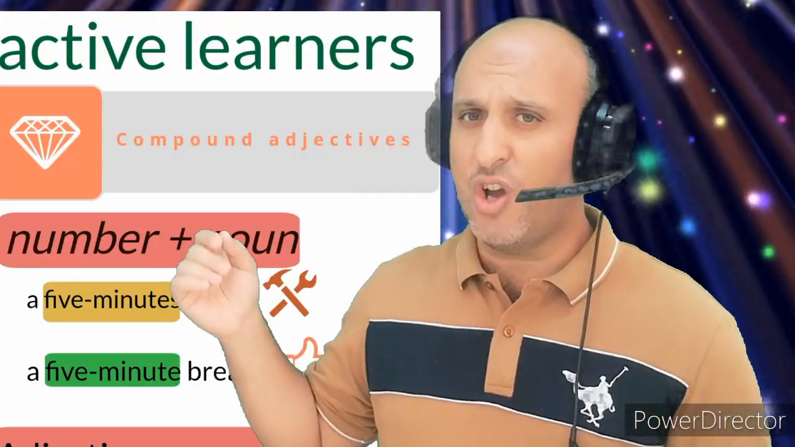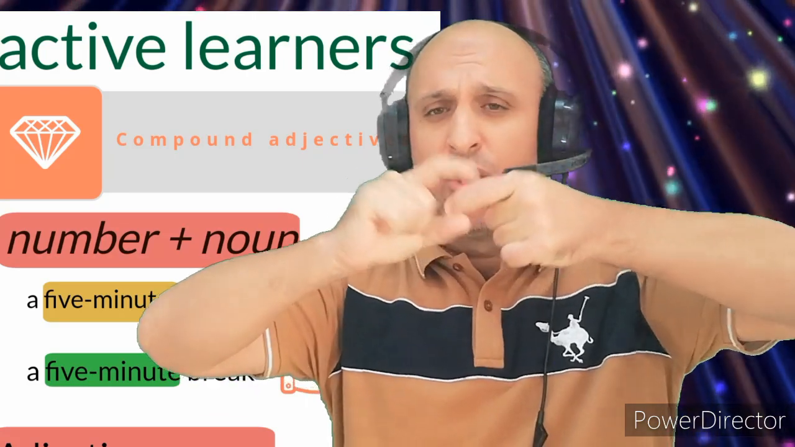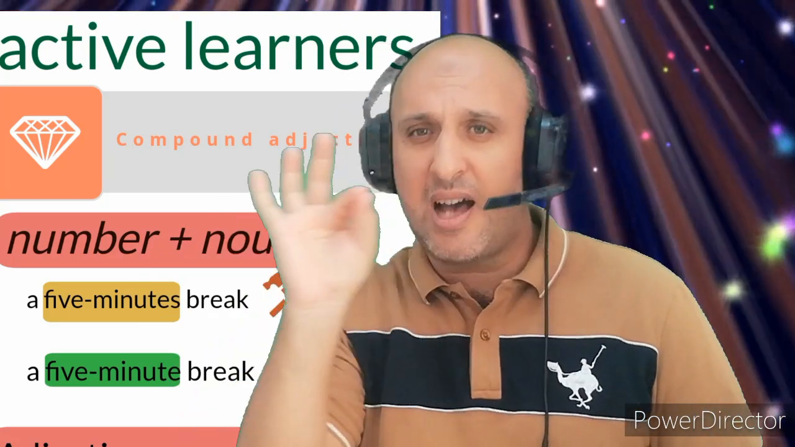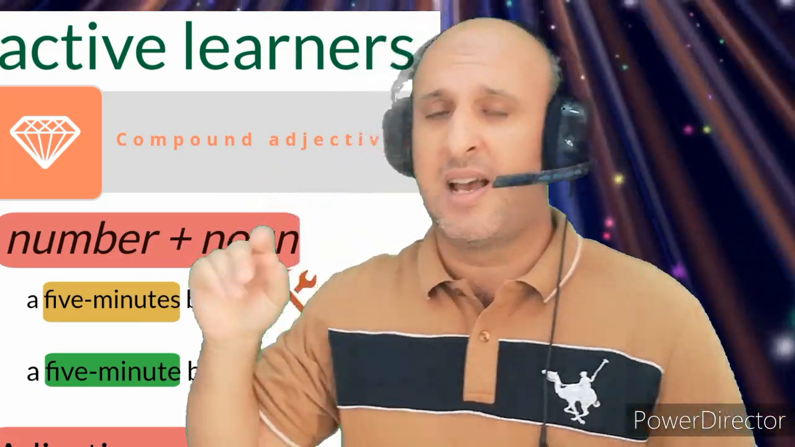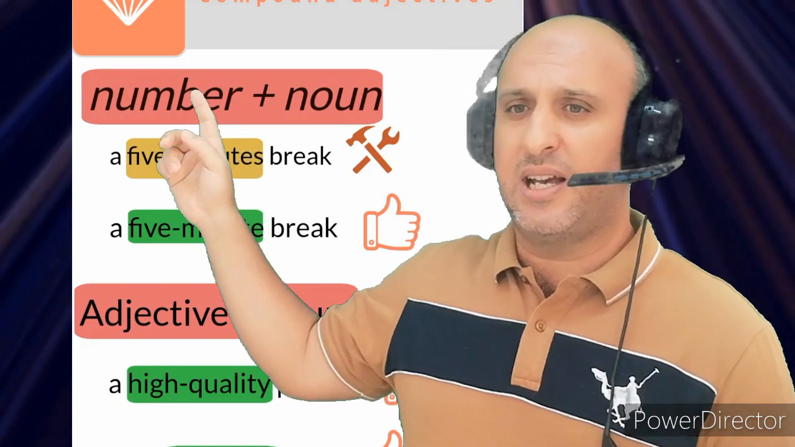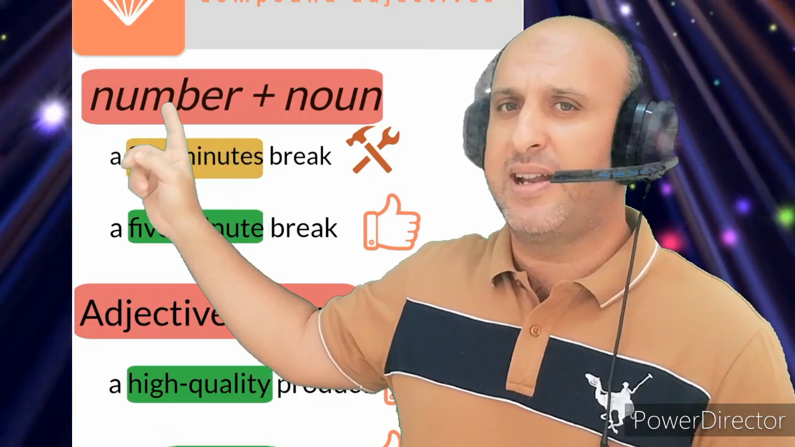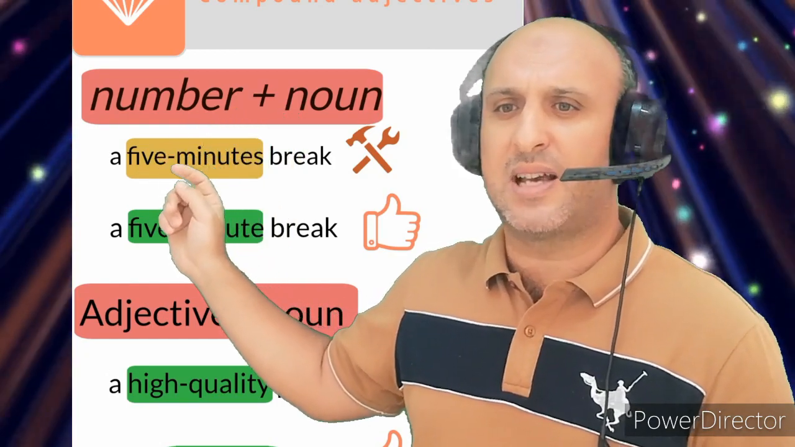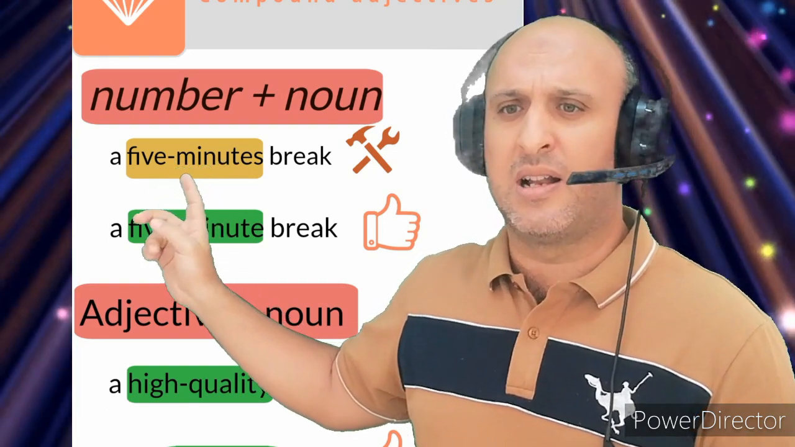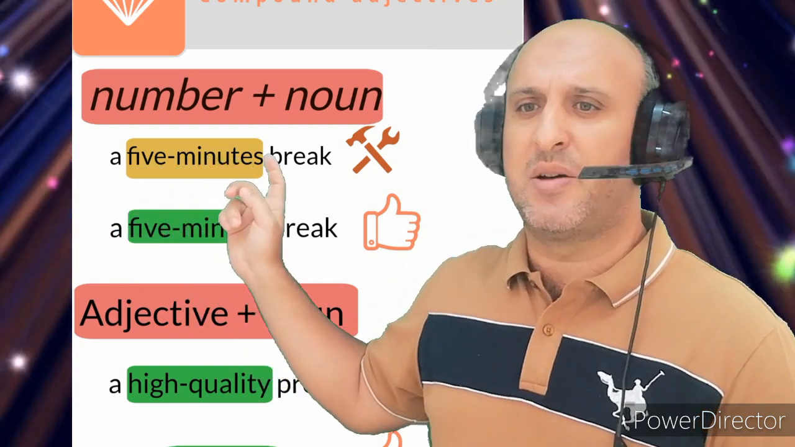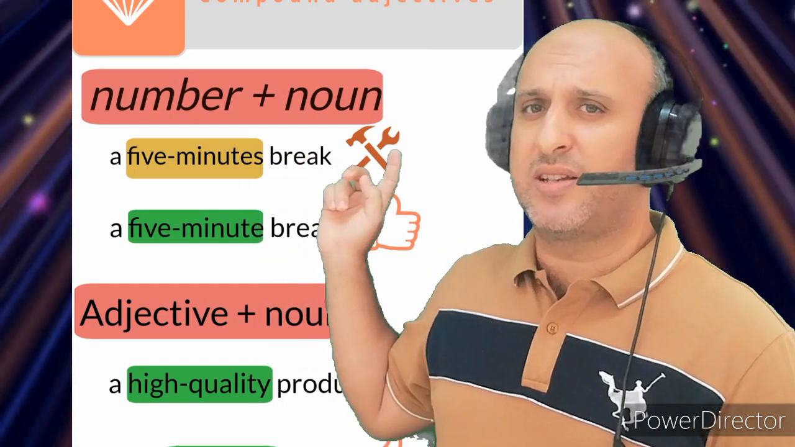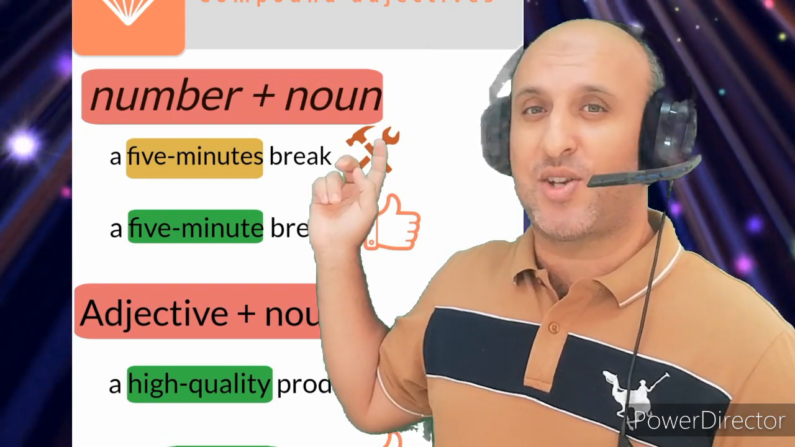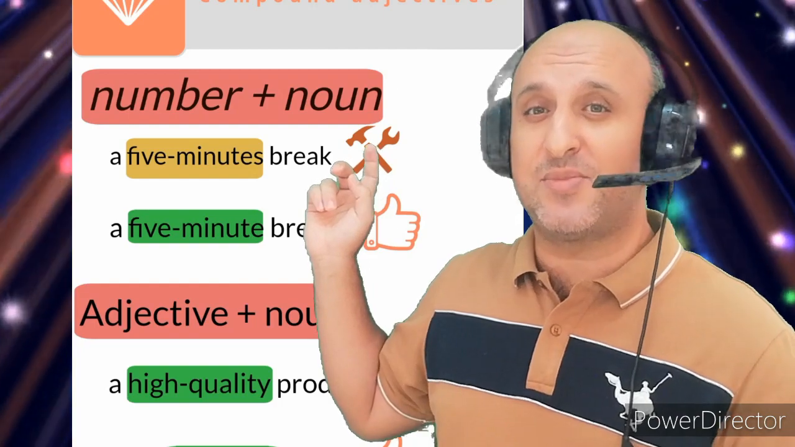A compound adjective is an adjective that consists of two parts which are linked together. We can add a hyphen between the two parts. I have selected the first example, which is a number plus noun. Together they form a compound adjective. For example, a number, let's say a 5 minutes break. As you see the symbol, this compound adjective requires repair. Why? Because there is a mistake here.